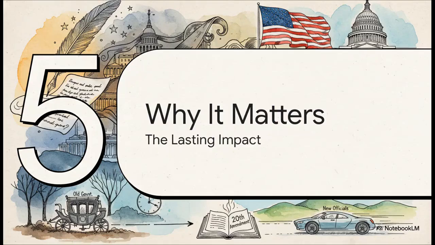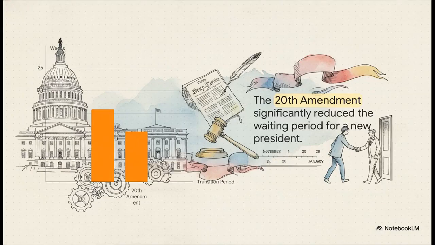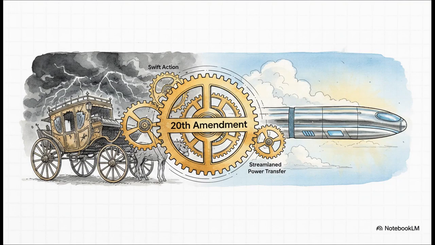So, let's bring it all together. What's the real impact of this thing? Why does this little calendar change still matter so much to us today? Well, for one thing, just look at the numbers. It took the presidential transition period and slashed it. What used to be a long, drawn out 16-week wait is now down to a much tighter, more focused 11 weeks.